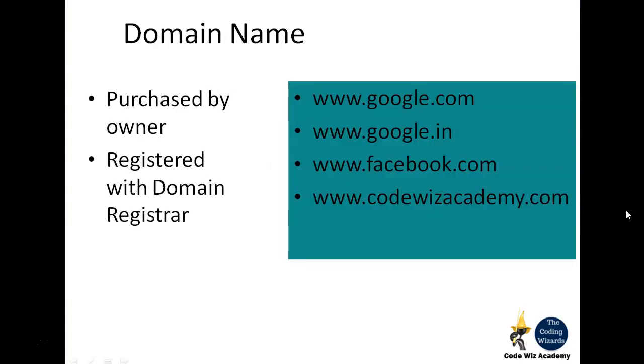What is a domain name? Now we know that it is the name of the website. It needs to be purchased by the owner, and when it is purchased, it gets registered with the domain name registrar. For example, we have google.com, google.in, facebook.com, codewizacademy.com. These are all domain names.